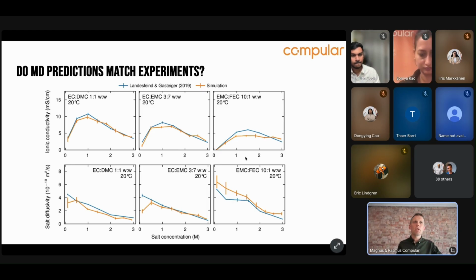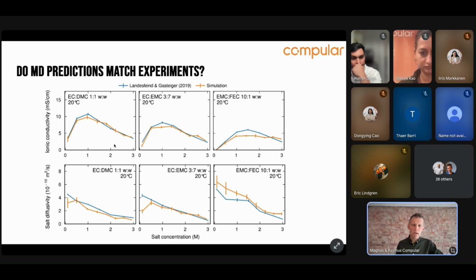This is from a white paper that we published quite recently. So what we did there was that we took 3 different electrolytes, or actually 3 different solvents, and then we added lithium PF6 to that with different amounts. So on the x-axis you have the concentration of salt. And so here is an example from 20 degrees Celsius. And then in those simulations we computed these 4 different transport properties. And so here at the top you have ionic conductivity, and at the bottom you have salt diffusivity.